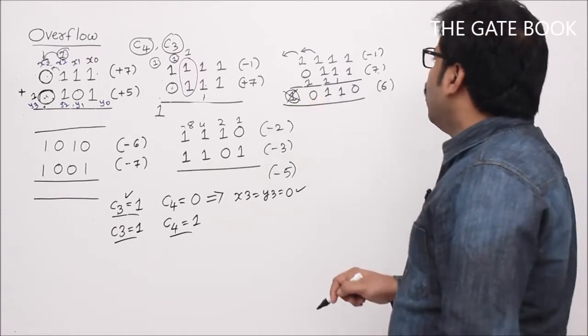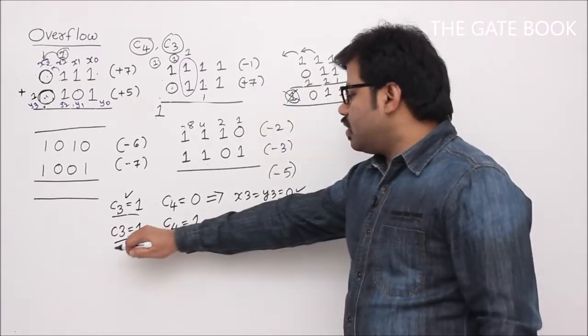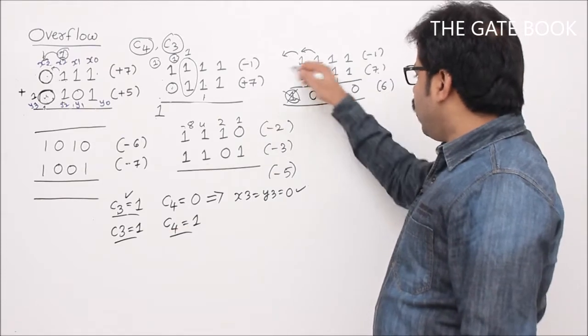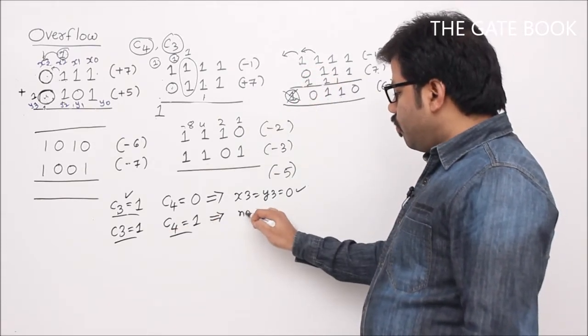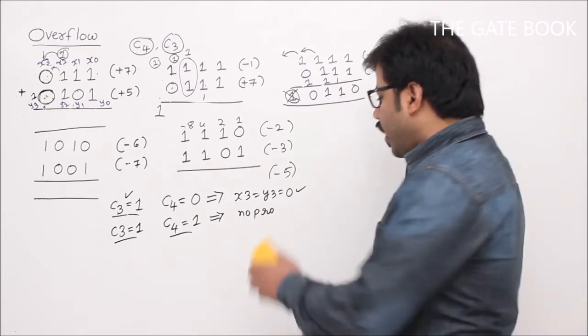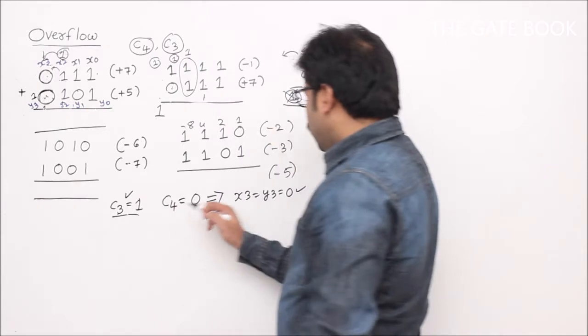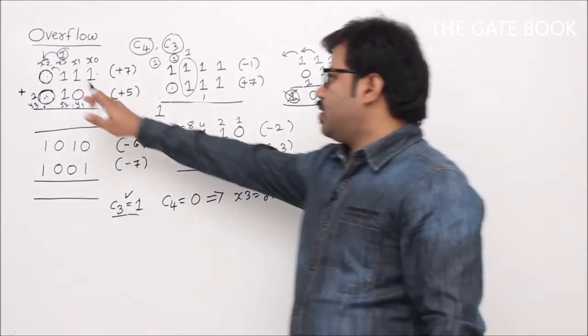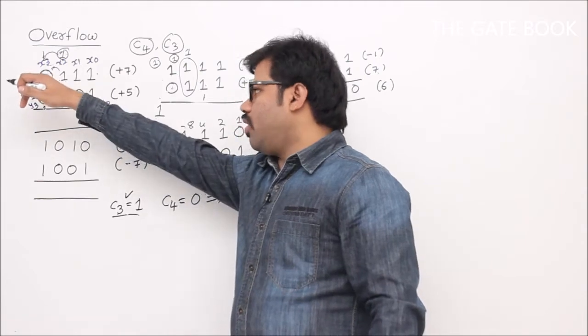That means whenever, see, again the observation is when C3 is 1 and C4 is 1, that is the case here. So there is no problem here. Remember it. So no problem, that means it is not overflow. So finally, up to now, what is the overflow condition? When C3 is 1 and C4 is 0, there is an overflow, right? This case: carry 3 is 1, but carry 4 is not 1, right?